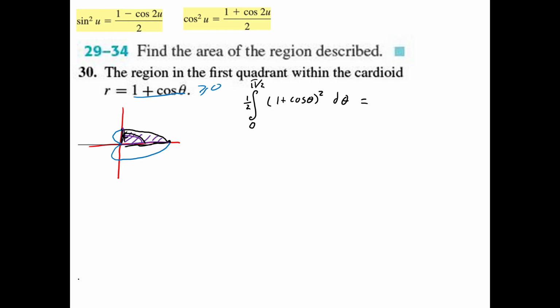And so then we just expand this. We can't do this without expanding. We can't do a u substitution; there is no factor of the sine of theta to do a u substitution. We do a little bit of algebra, and this gets expanded to 1 plus 2 cosine theta plus cosine squared theta.